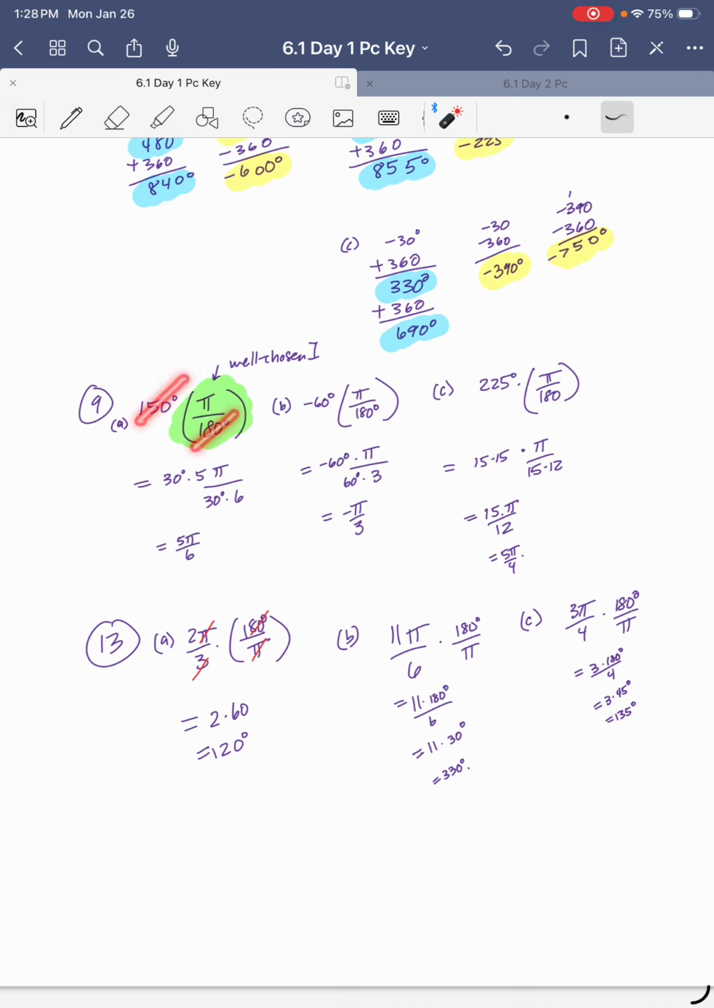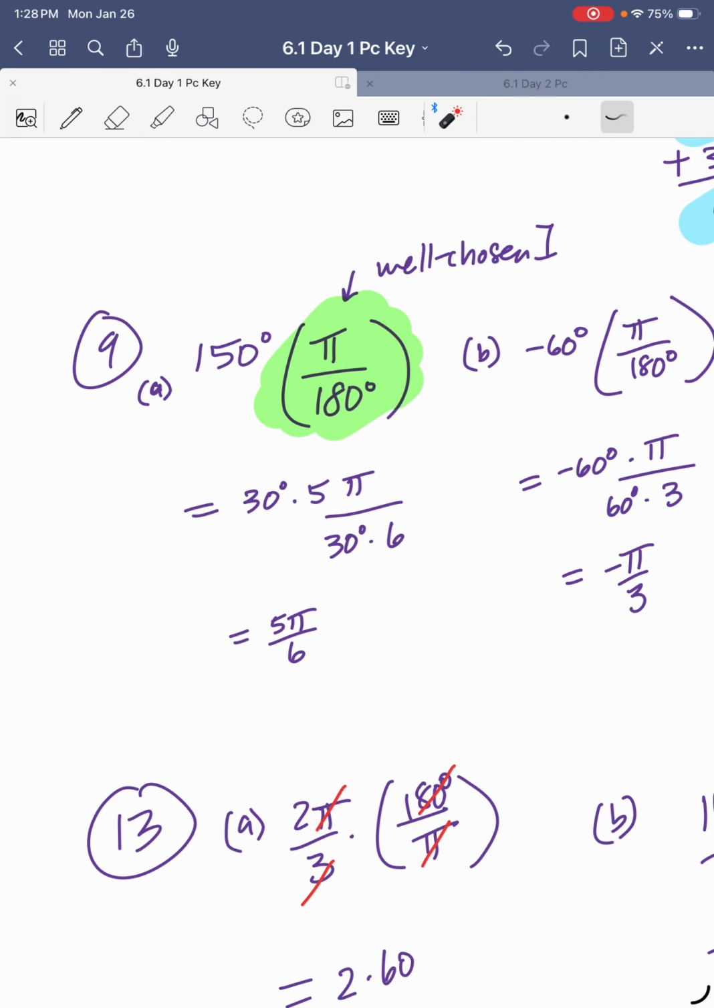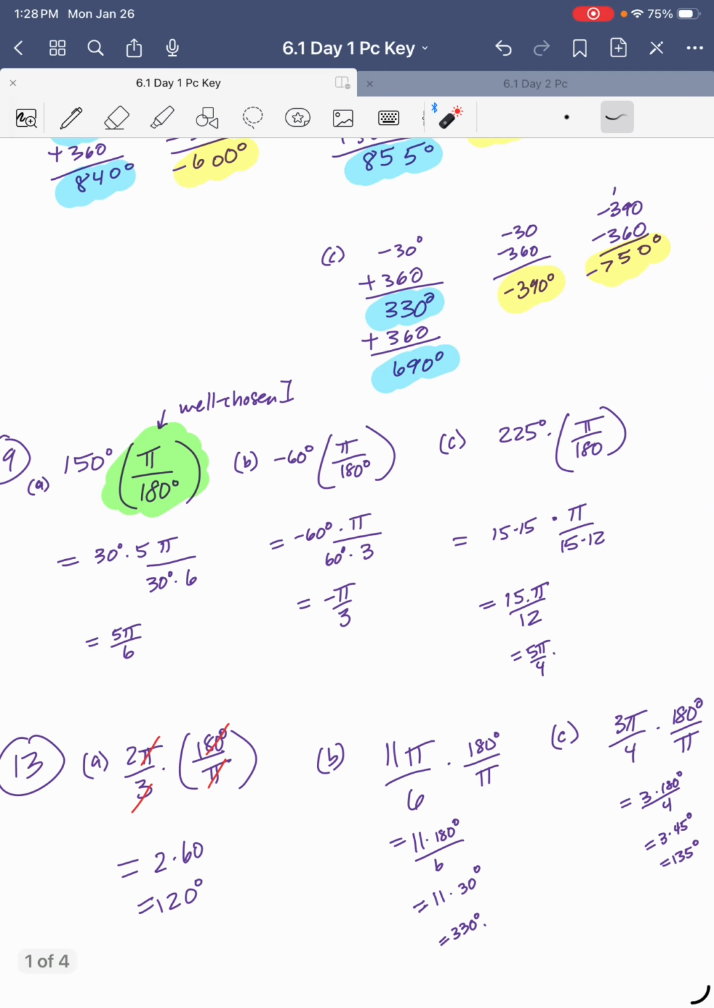So these cancel out and give me 5 over 6, and the pi is just left there. To be clear how we got that, I rewrote this as 30 times 5, and this as 30 times 6. So the 30 degrees canceled out and leaves me with 5 pi over 6.